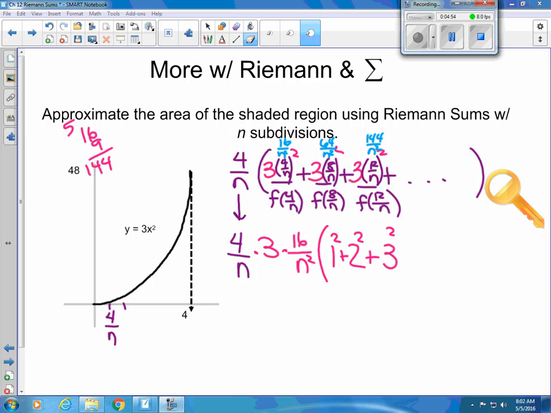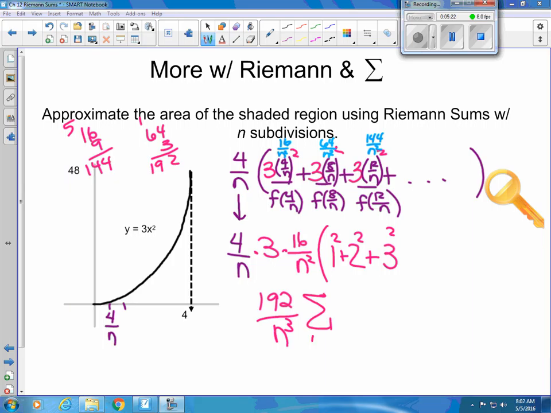The next piece of this, of course, is to write it as a summation. Just to multiply this out, we've got, what is that, 64 times 3? So 192 over n cubed on the outside. How do I write what's going on here on the right-hand side as a sigma or a summation? Exactly. As k goes from 1 to n of k squared.